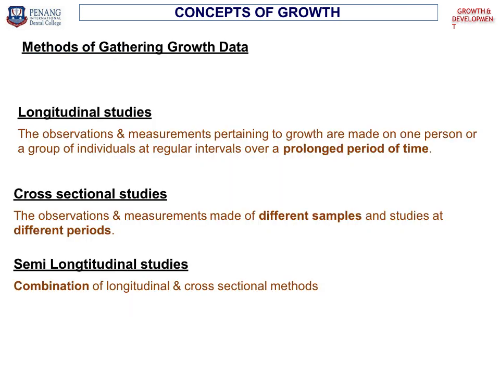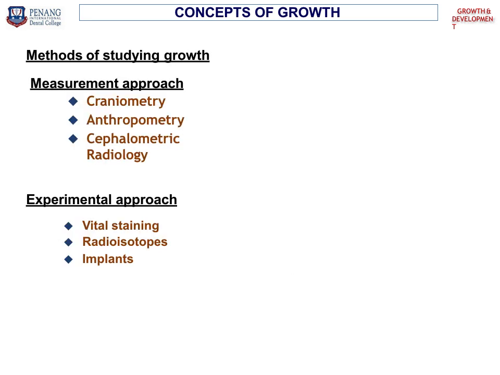So there are various methods of gathering growth data. Longitudinal studies are studies where you catch hold of one person and you study that person over a long period of time. So, a long-term study, longitudinal. Cross-sectional is where you take a cross-section of different people at different times. So you're not holding on to one person for a long period of time. Different samples over different periods. Semi-longitudinal will be a combination of the above two.